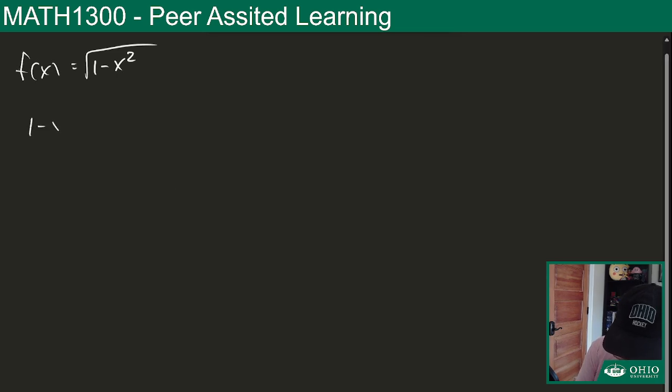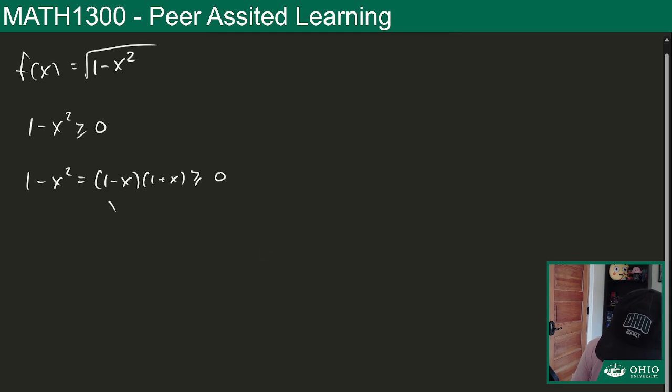So I'm trying to verify that this is greater than or equal to 0. And so to do that, I want to start by factoring. And so this guy factors into 1 minus x, 1 plus x. And then these will generate two zeros. I get x equals 1 and x equals negative 1.